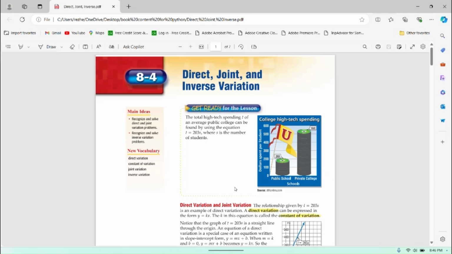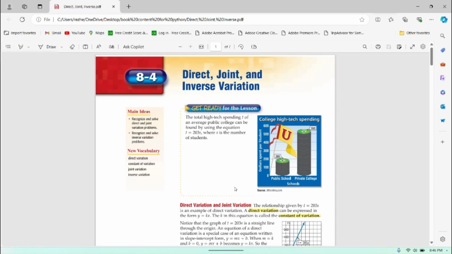Hello, this video is part 1 of the series or section on direct, joint, and inverse variation. The first part we'll be doing math. We'll do some examples of all three of them: direct, joint, and inverse variations. And then in the second part we will be creating a Python program that will solve any of these problems that we may come across. It'll solve for us. Okay, so let's get into it.